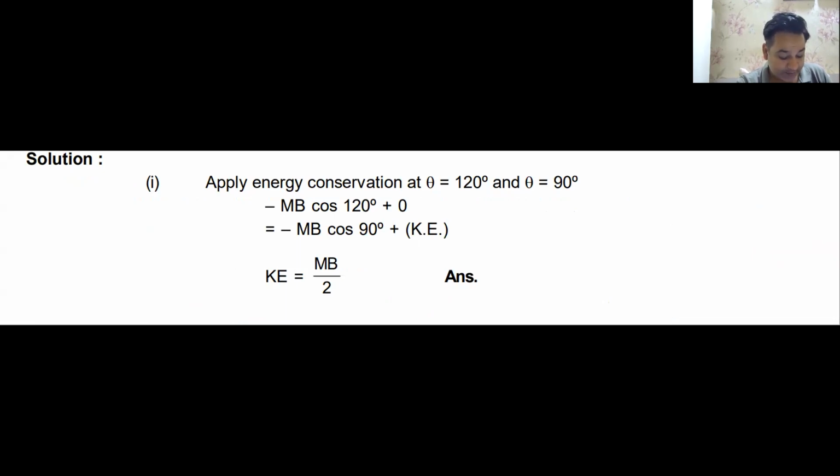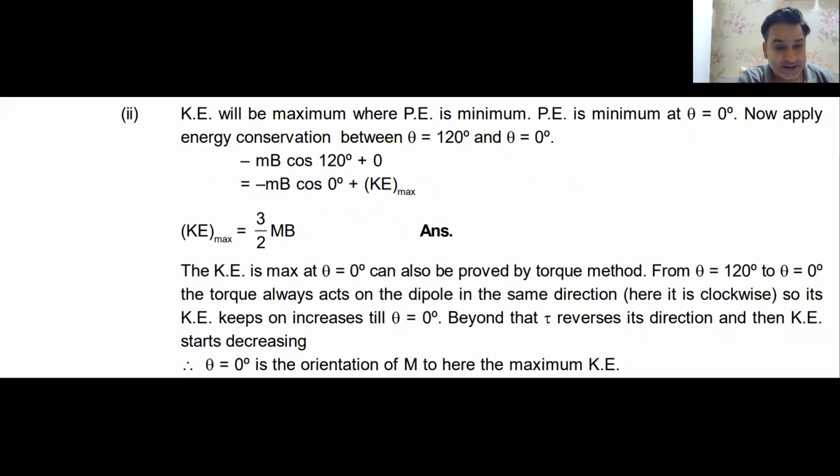Then you have to find where the kinetic energy will be maximum. Can you tell me at which point the kinetic energy is going to be maximum? The second question was: find the maximum kinetic energy. At which point is the kinetic energy maximum? What is your answer? The answer is pretty simple.